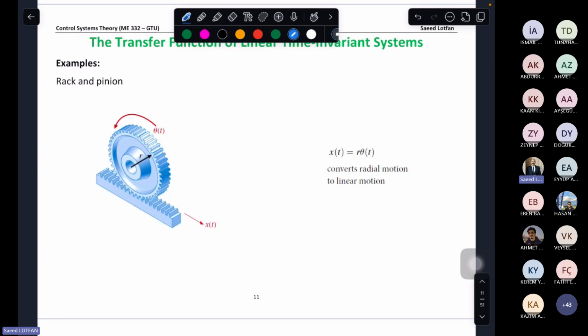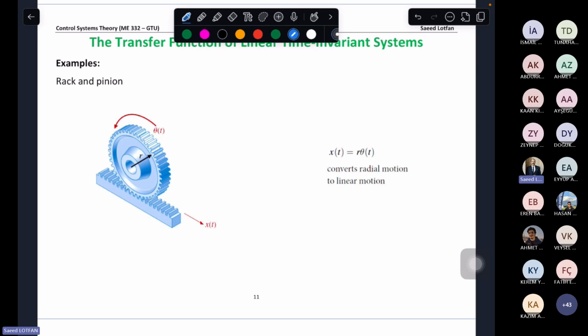Next we have rack and pinion. In this case also the important relation that we may use is that the x of the rack is equal to r theta of the pinion. This is also basics that we already know from our previous courses.